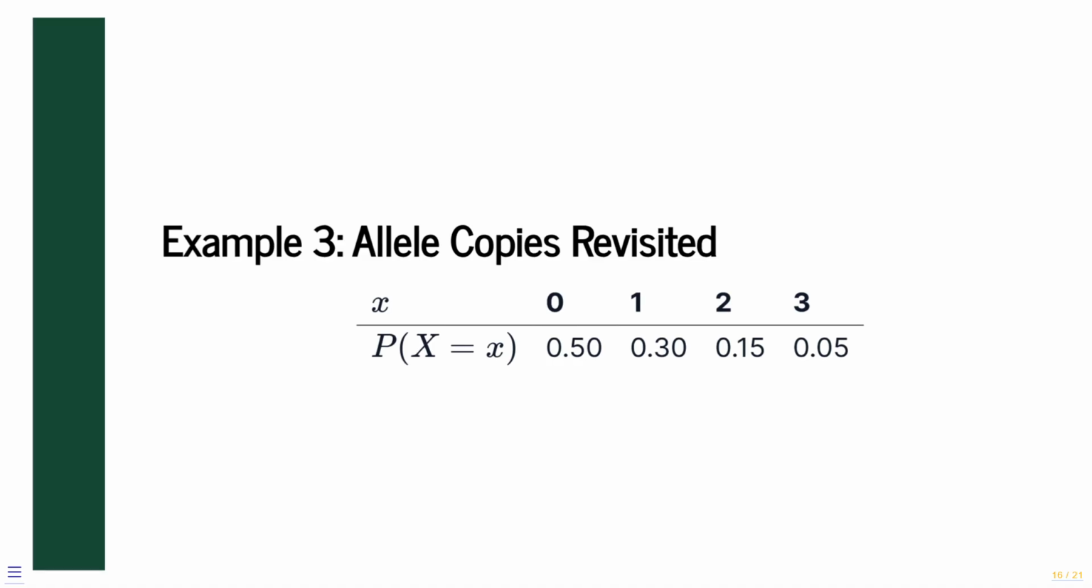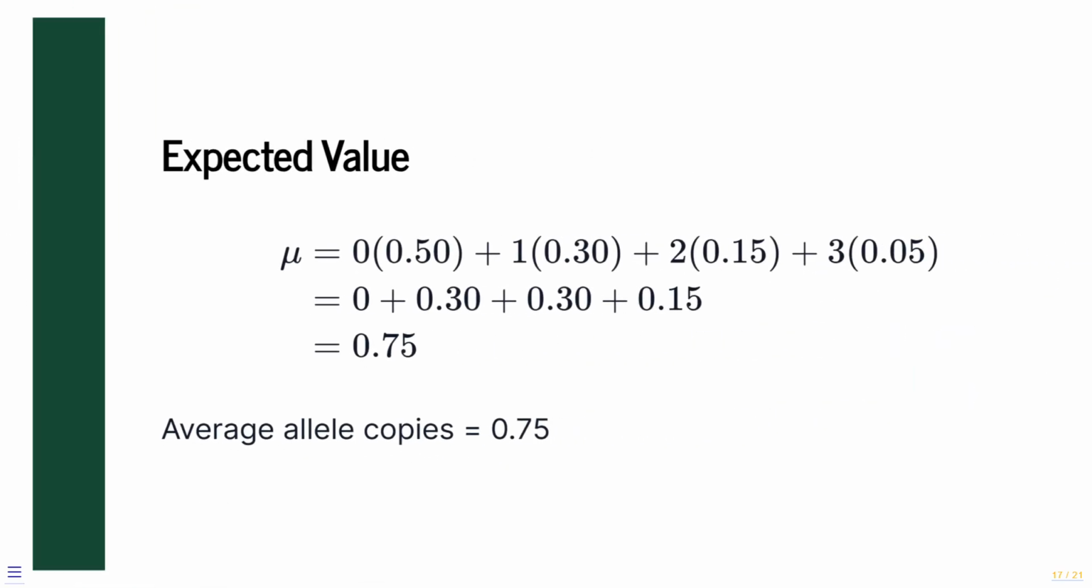In example 3, we revisit the allele copy distribution from a previous video. The random variable x can take values 0 through 3 with specified probabilities. To compute the mean, we multiply each value by its probability and sum the results. The calculation gives an expected value of 0.75. This means that on average, a plant carries 3/4 of an allele copy across many observations, even though individual plants cannot have fractional copies.